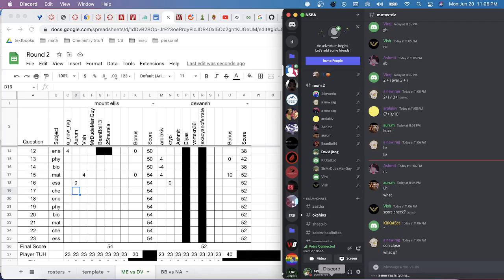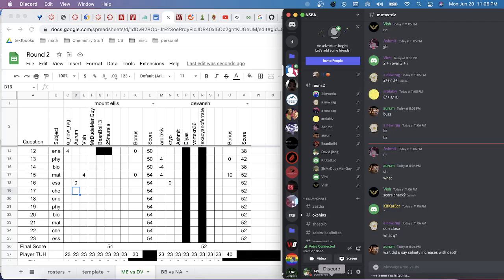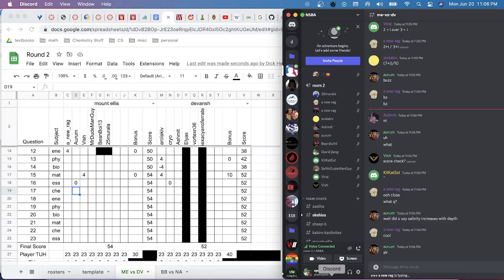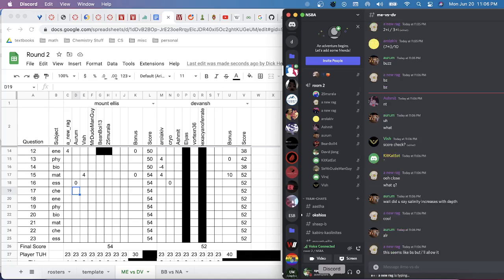Alright, this is also toss up 17. I said, salinity of shallow water increases with increasing depth. Alright, anyways, toss up chemistry, multiple choice.